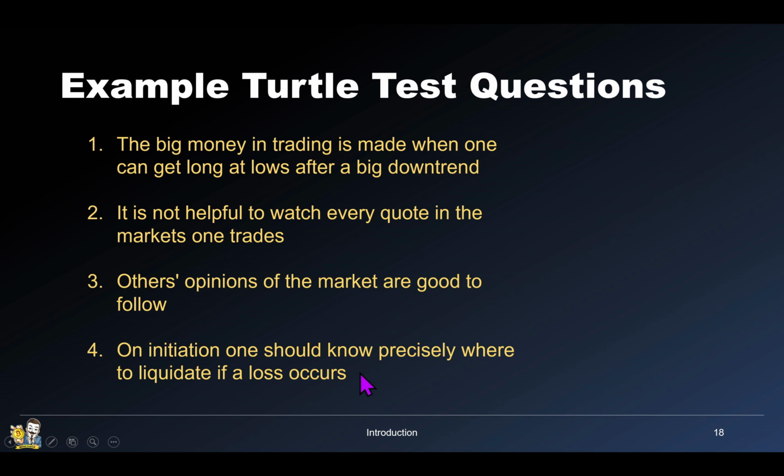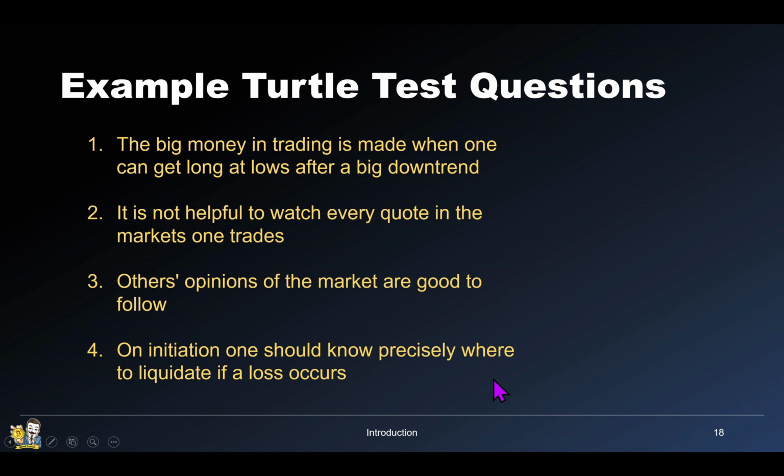Let's see 4 of the questions that Dennis sent to his students before recruiting them. The big money in trading is made when one can get long at lows after a big downtrend. True or false according to you? It's a test for you. Try to know if Richard would hire you. Second question. It is not helpful to watch every quote in the markets one trades. Then, others' opinions of the market are good to follow. And the last one. On initiation, one should know precisely where to liquidate if a loss occurs.